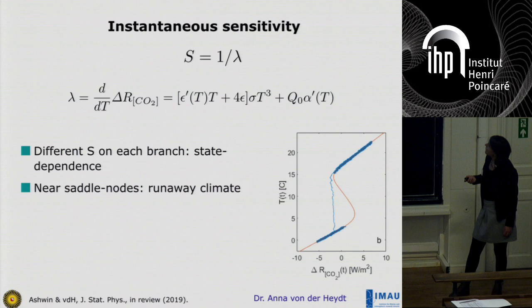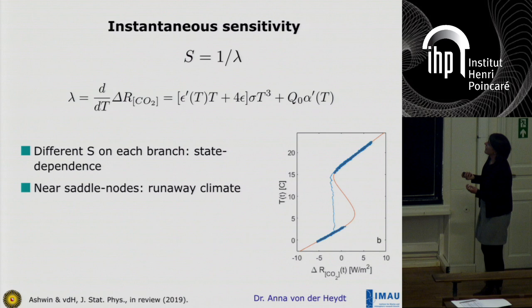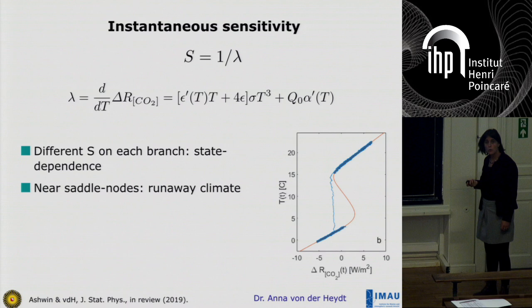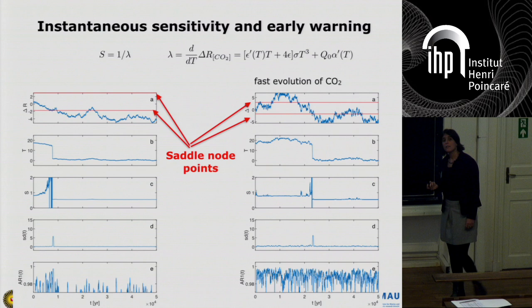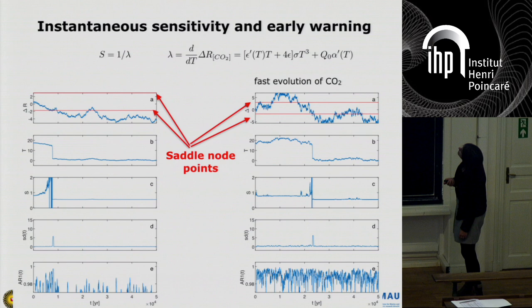Of course, if you are very near to these saddle node points, then from the instantaneous sensitivity you will get an infinite slope. That translates into, say, a runaway climate, because with a small change in CO2 you get a huge change in temperature. Now, the question is, can we use this instantaneous sensitivity as an early warning signal for any transition between the two branches?